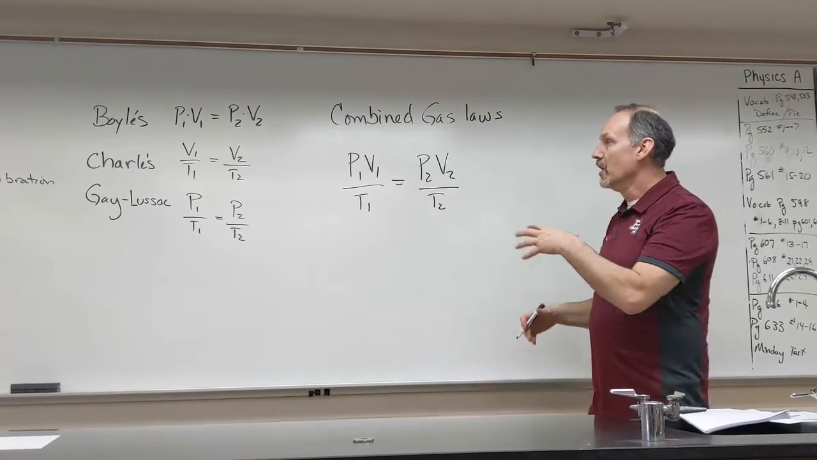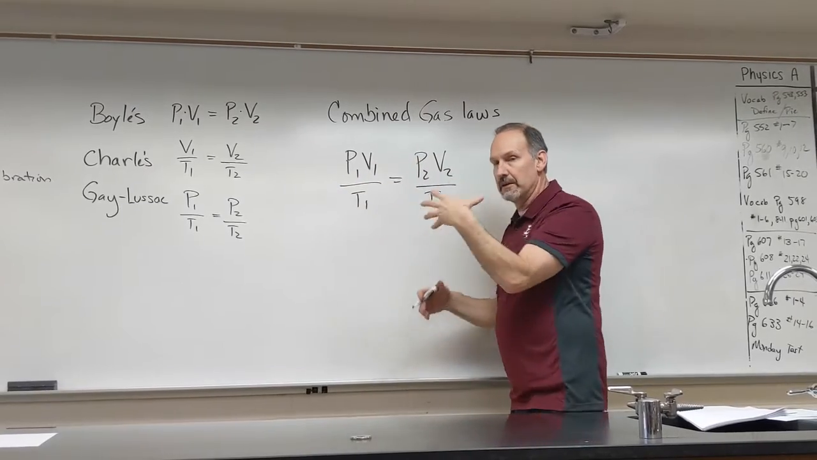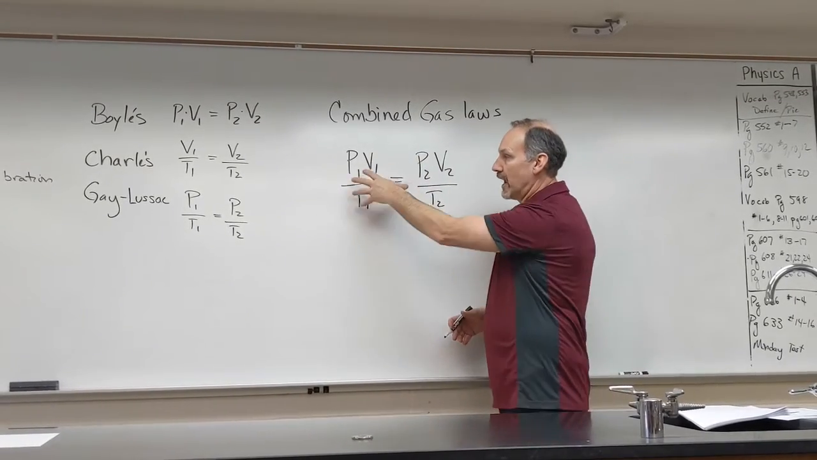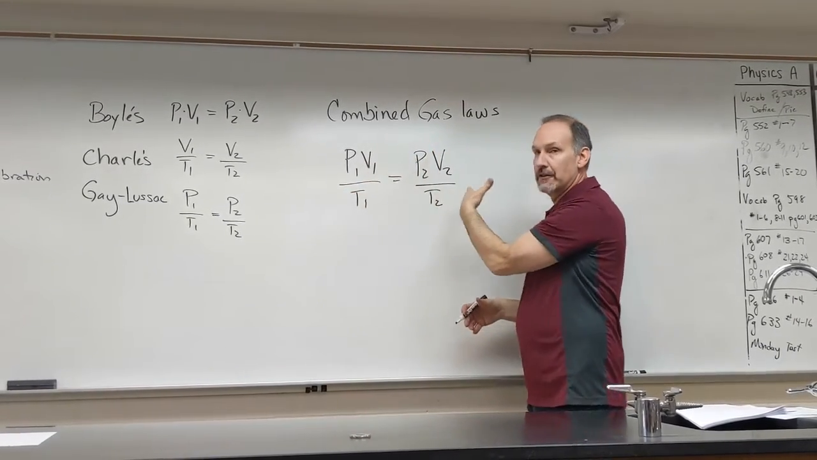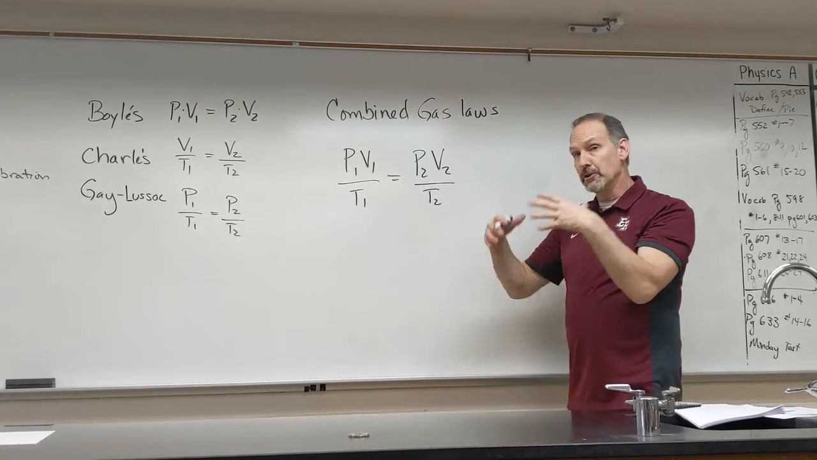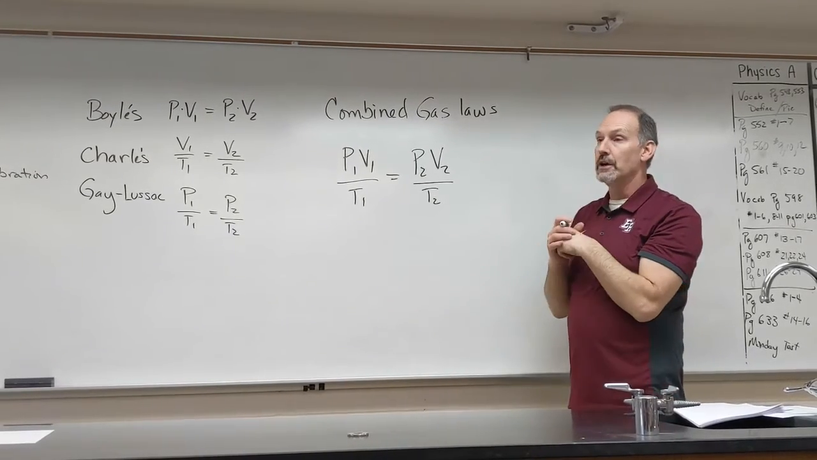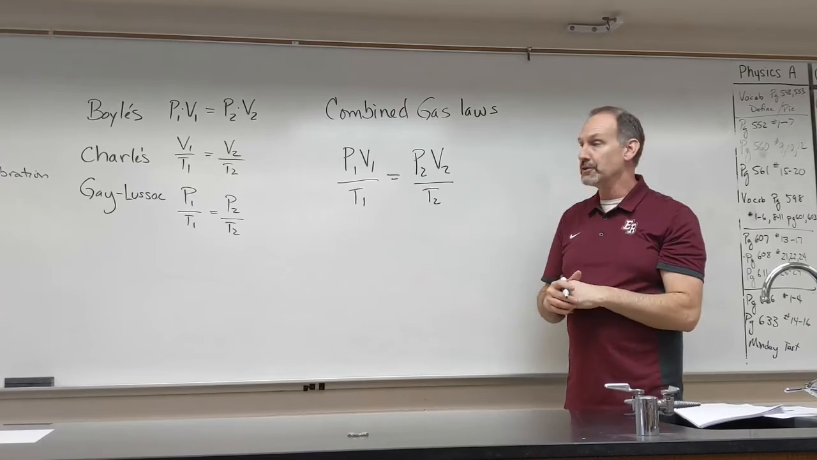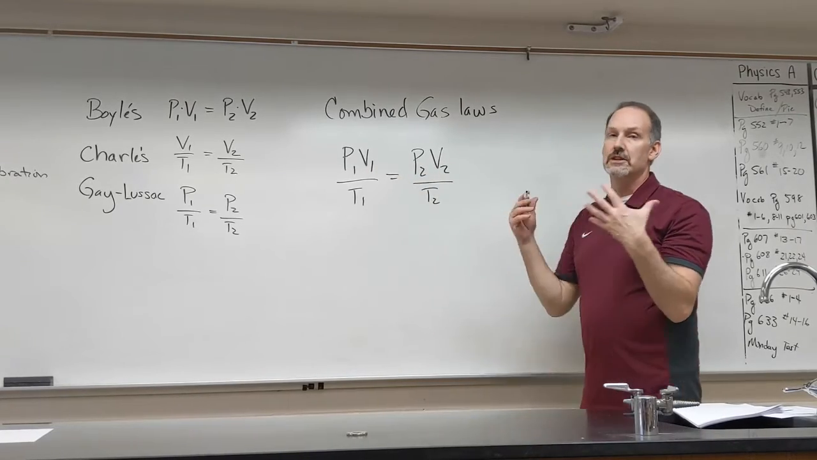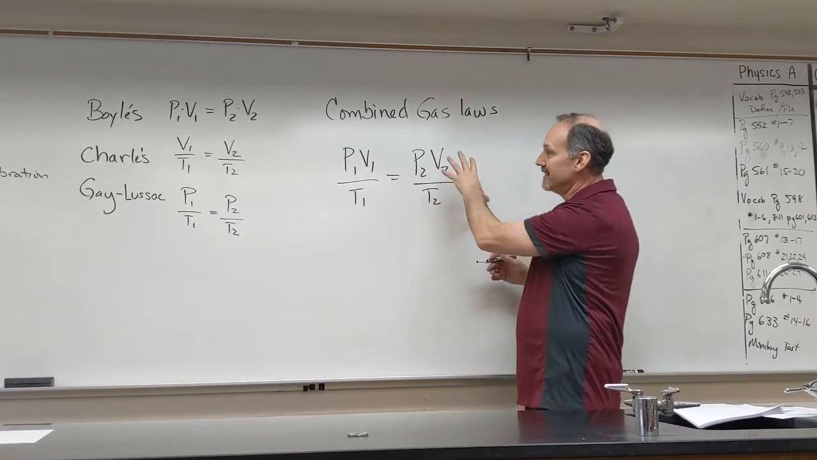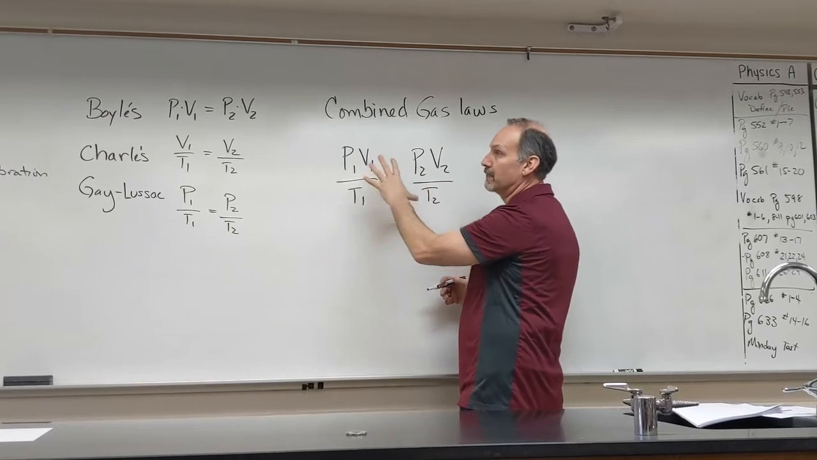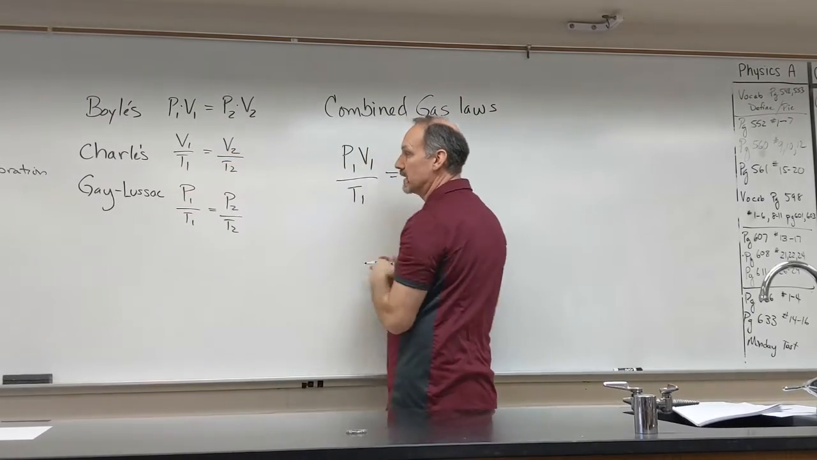Now, the 1 and 2 are really not anything different. It just means that we had a condition, we had a system, and we changed it. Maybe we changed the temperature, so now there's a new temperature. So did the balloon expand, or did it contract, or did the pressure go up, or did the pressure go down? So this is just two scenarios. And this combined gas law came from putting all of these three laws together.